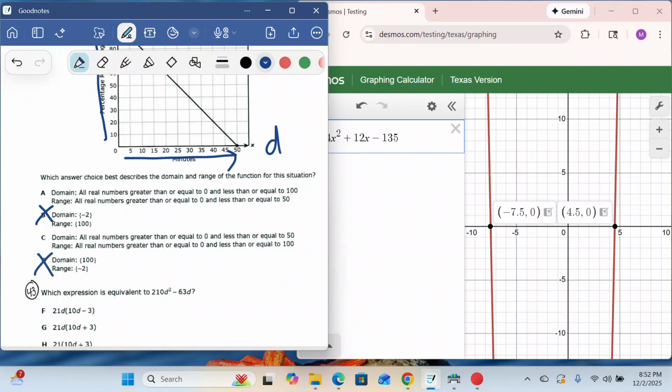And the domain of D and range is incorrect. Both domain and range are incorrect. Why? Because it's not saying just -2. It's saying all the numbers between there. So now we have to read each one.